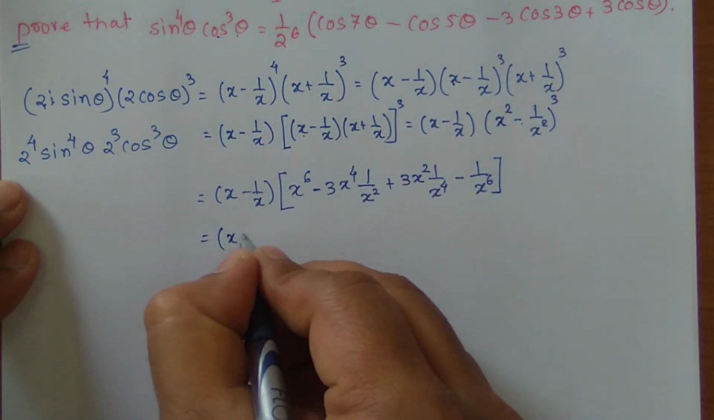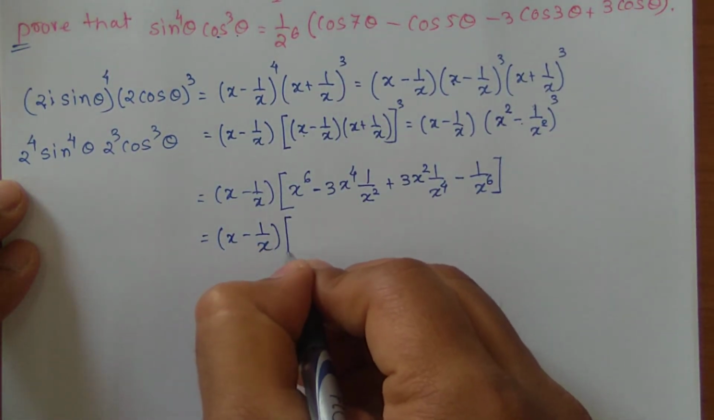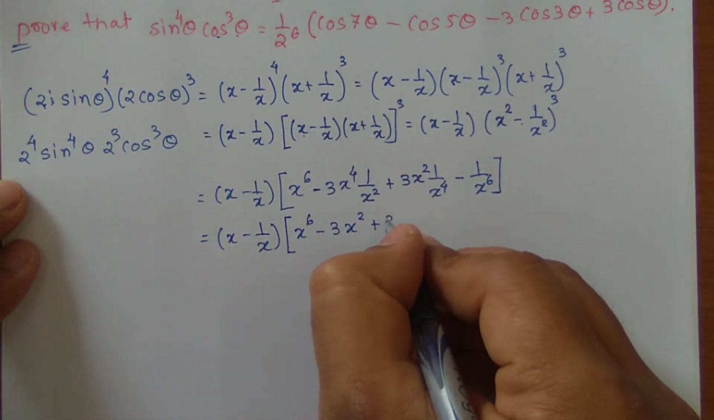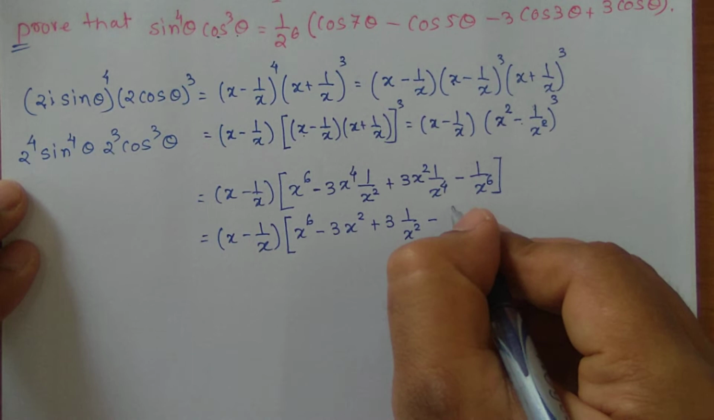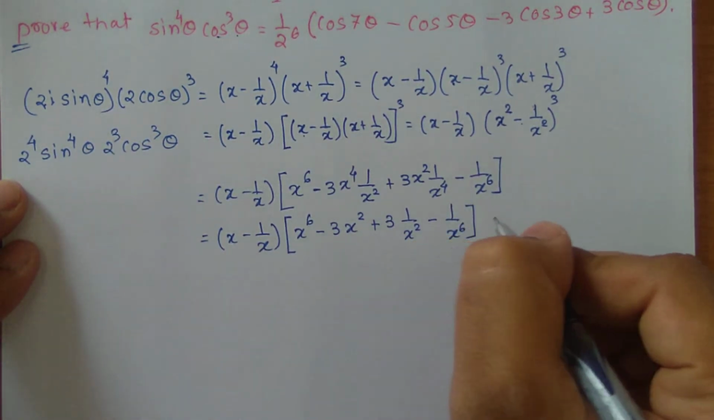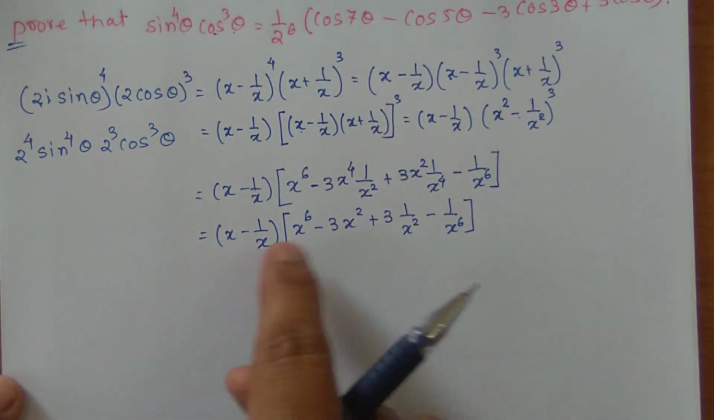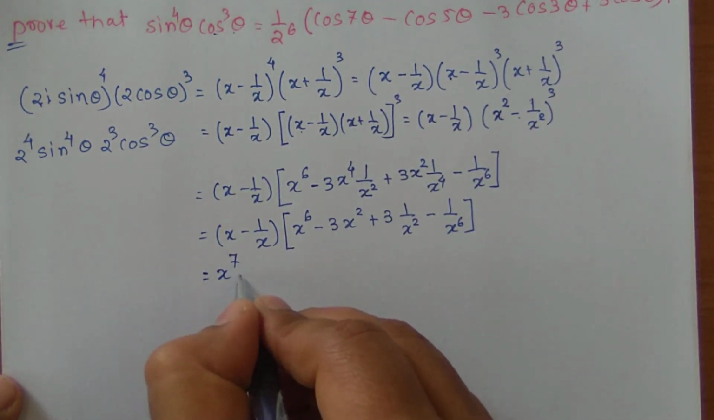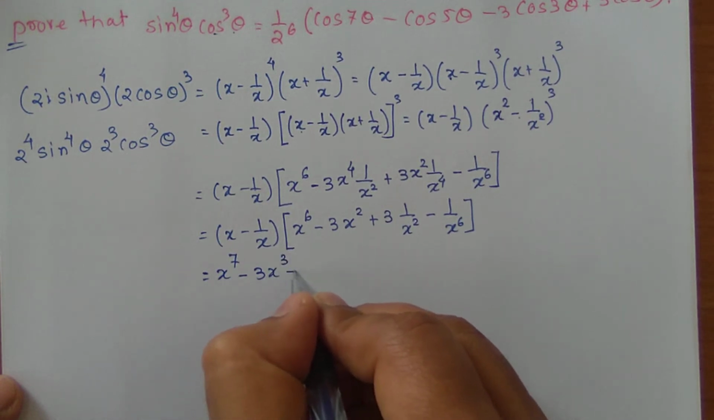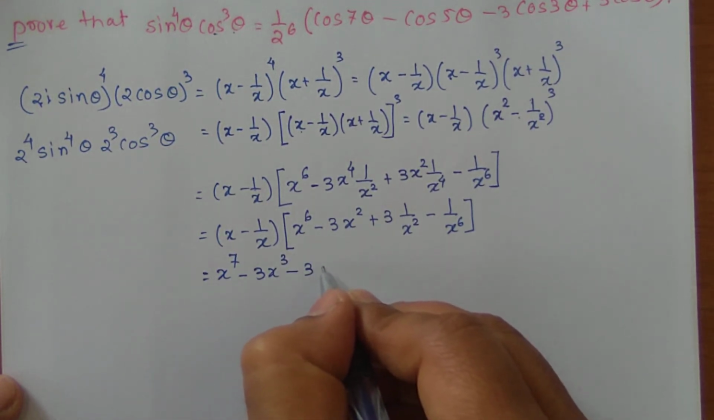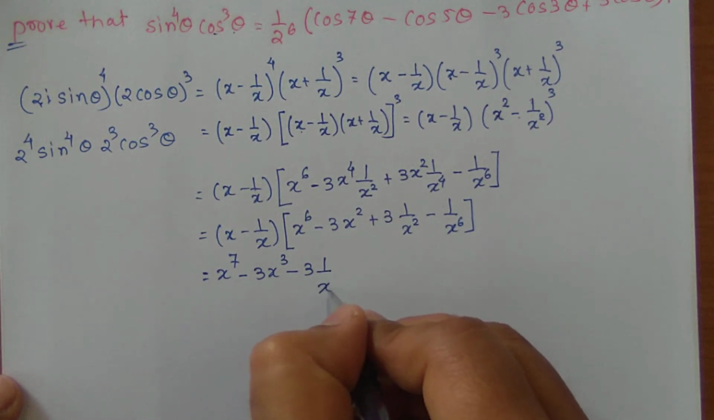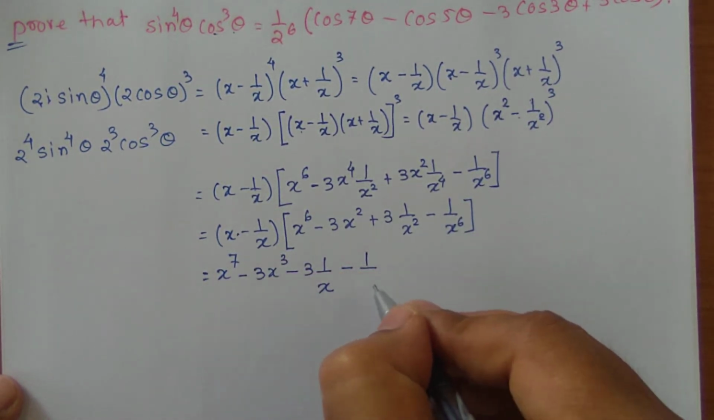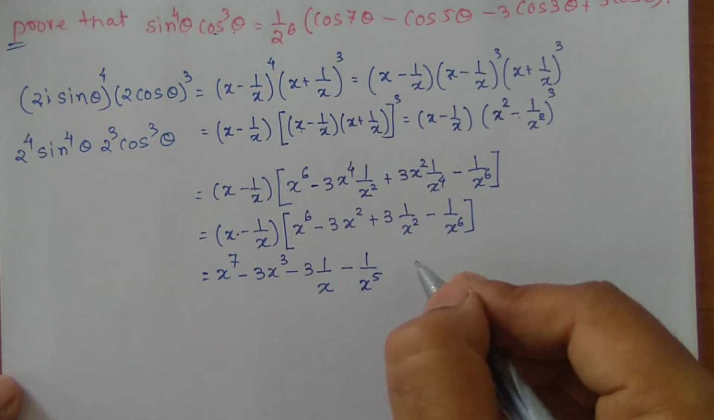We'll make a simplification first and then go for the further calculations. So x^6 - 3x^2 + 3 times 1/x^2 - 1/x^6. Now we have to take a multiplication of these two brackets. So this is x into the entire bracket, that is x^7 - 3x^3 + 3 times x into 1/x^2, which is 1/x, minus x into 1/x^6, which gives me 1/x^5.